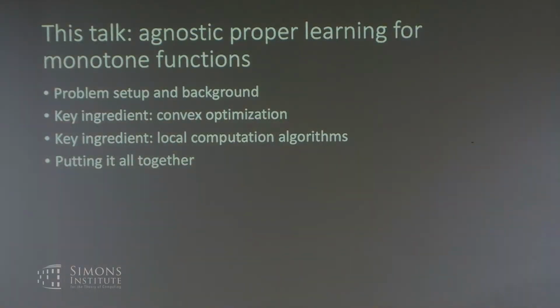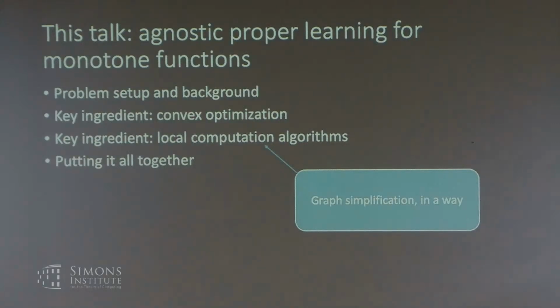So first I will set up the problem and give some background on what's already been known about it, and then talk about two key ingredients of the algorithm, and then put it all together. And this step about using local computation algorithms as an ingredient for the learning algorithm, this is the graph simplification part. We'll see why in a bit.